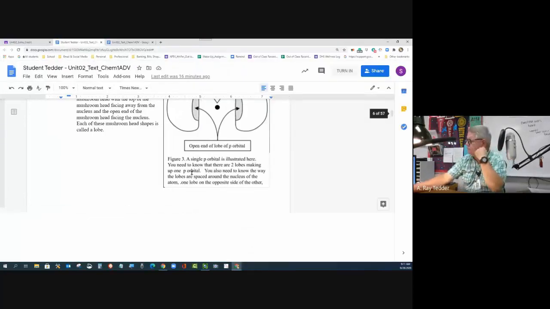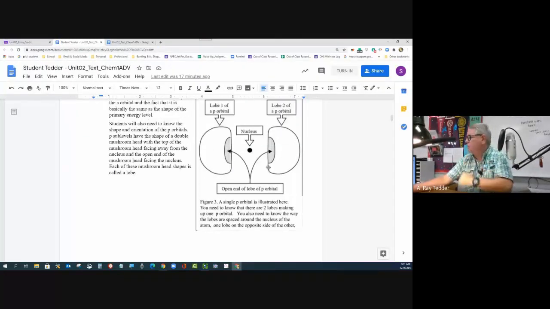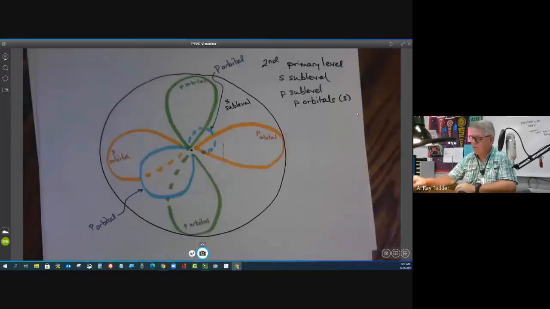Now, in your text, this illustration actually shows a little more of what the p orbitals really are supposed to look like. And that's kind of strange. We don't think about it that way. We don't illustrate it that way. And in most textbooks, you don't even see it drawn that way. But this actually shows what they are supposed to look like. Let me try to explain that.